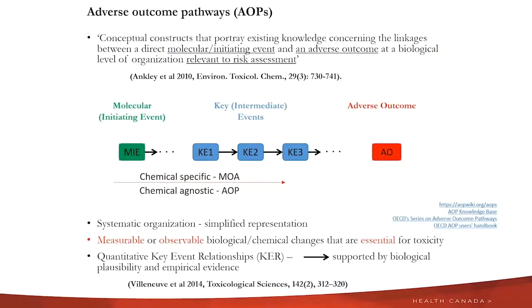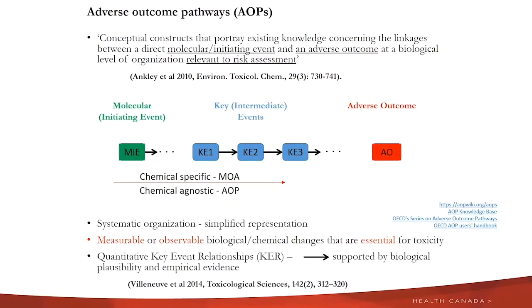So let's begin with what is an adverse outcome pathway. An adverse outcome pathway is a conceptual construct that portrays existing knowledge concerning the linkages between a direct molecular initiating event and an adverse outcome at a biological level of organization relevant to risk assessment. So it's not really a new concept, as you all know. In the past, it was known by the term mode of action. And the only difference is that the MOAs are chemical specific and AOPs are chemical agnostic.